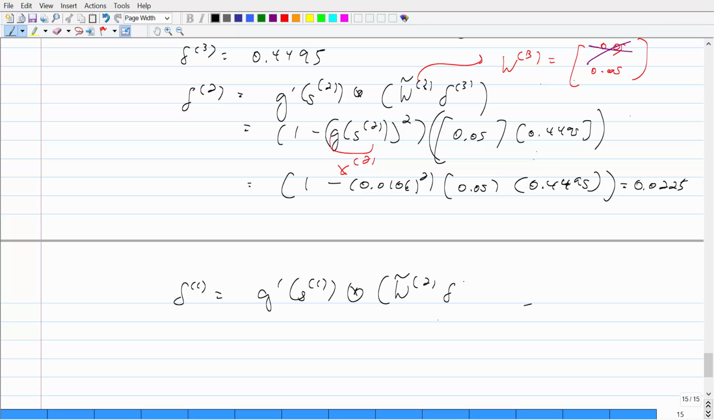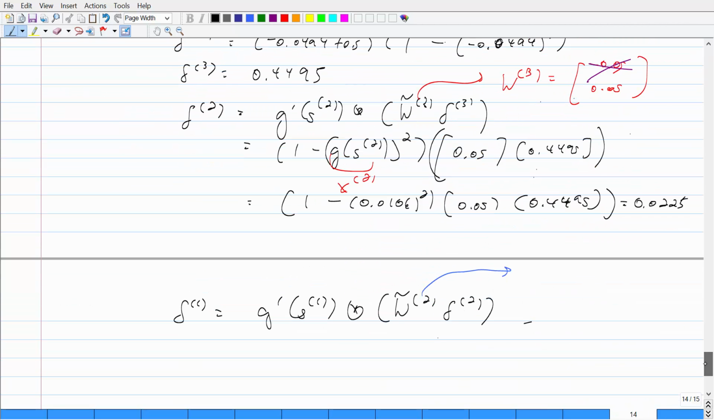This weight matrix from before is equal to, let's see, 0.01, 0.03, 0.02. You want to remove the first row, so get rid of this entry, and you're left with just these two. In this case, you get 1 minus g of s of 1.